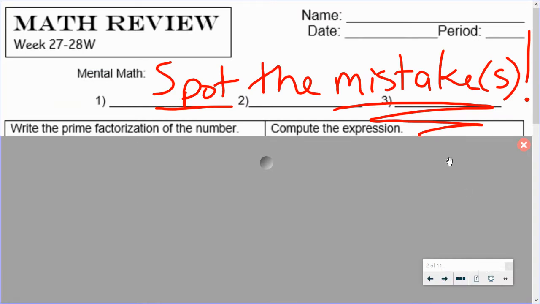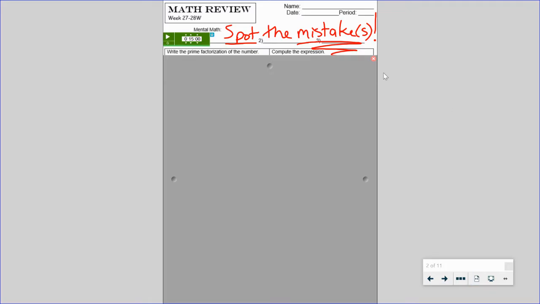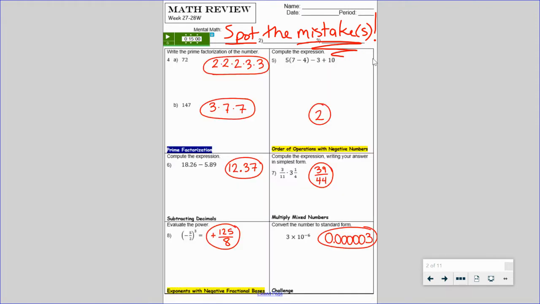Ladies and gents, I'm going to ask you to spot the mistake or mistakes. I put the S in parentheses. There is at least one mistake up here, so don't just copy something that you don't understand. Go ahead and take time, analyze your answers with mine, spot the mistake or mistakes, press pause. Come on back when you're ready for our lesson.